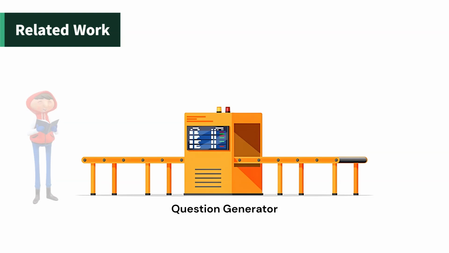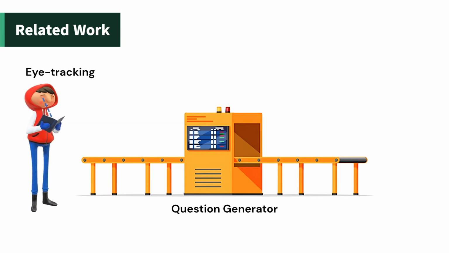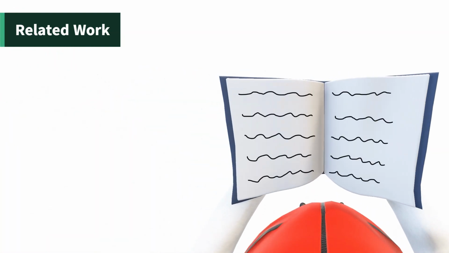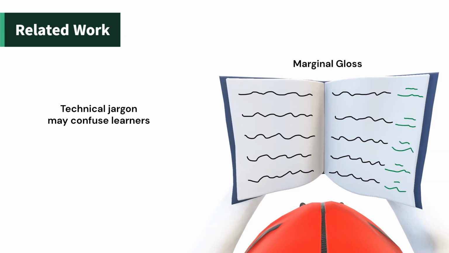We propose eye tracking to personalize question generation on the fly, where fixations on words or subtitles will be used as context. Technical jargon may also be present, which could confuse learners. One method to address this is to use gloss, a brief explanation to clarify the meaning of said words. For example, marginal gloss, where it is located in the margins. Our work extends to provide multi-word expressions as well.